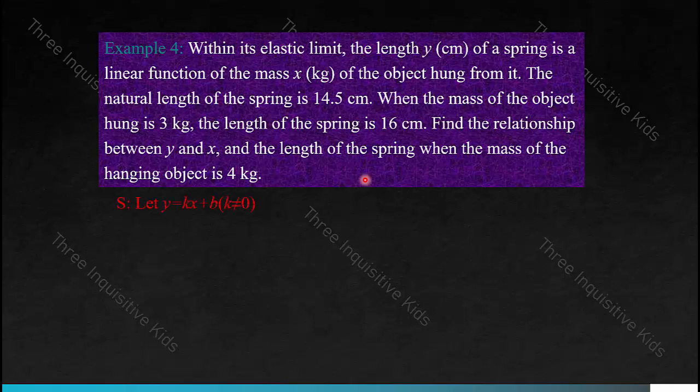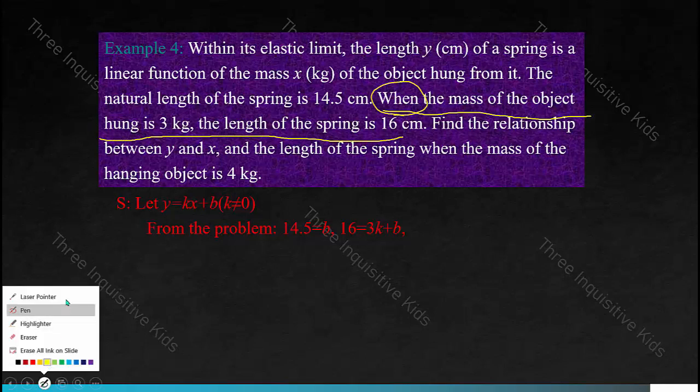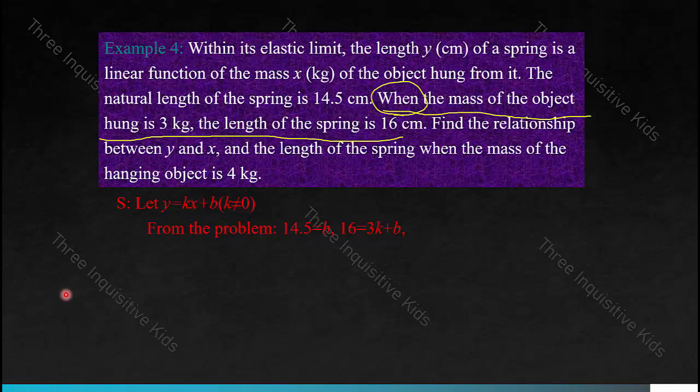First, the relational expression, and then a certain coordinate pair. So the first part we can do easily. Let y be equal to kx plus b, where k is not equal to 0. From the problem, we know the natural length, b, is 14.5, and 16 is equal to 3k plus b. You'll see that in many problems like this, it gives us a specific scenario. Keyword here is when. So from this specific scenario, we know 16 is equal to 3k plus b, where we're substituting in the values of x and y for this particular scenario.